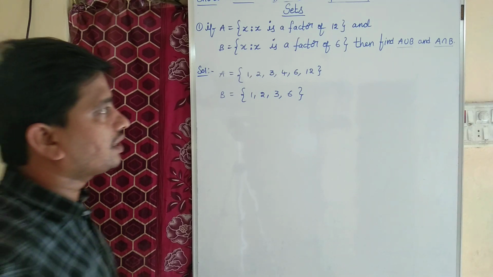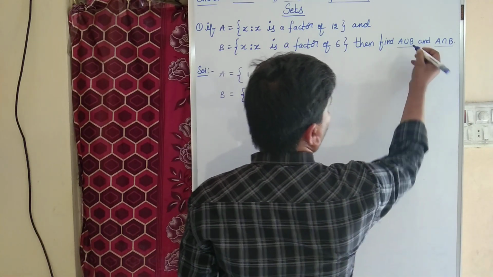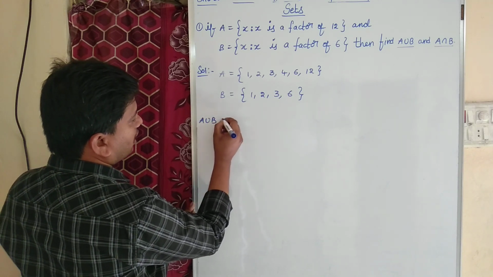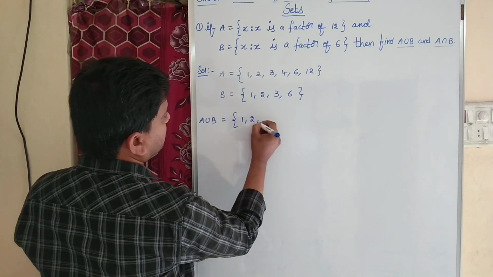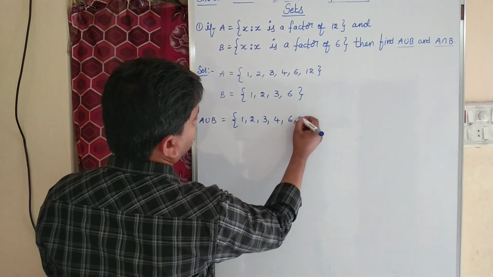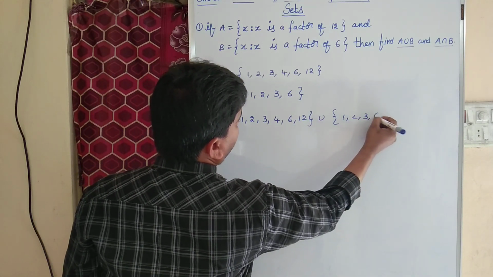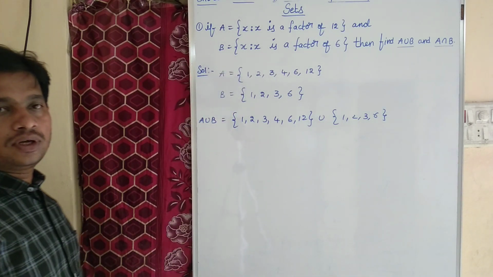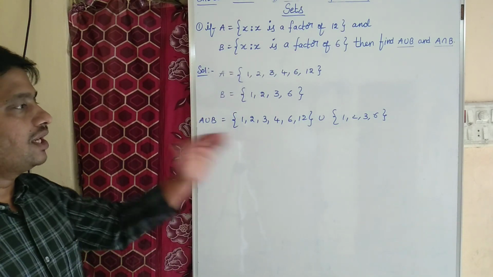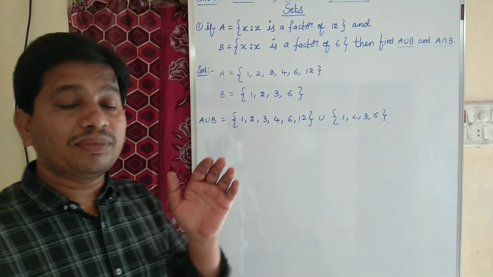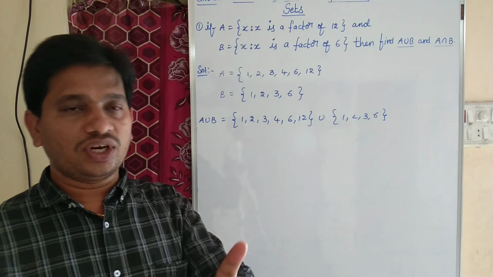Now the question number 1 is, they are asking to find A union B. What do you mean by union? All the elements which are there in both the sets. A is 1, 2, 3, 4, 6, 12. B is 1, 2, 3, 6. We need to write all the elements which are there in both set A and set B. If any element is repeating twice, we need to write it only once.